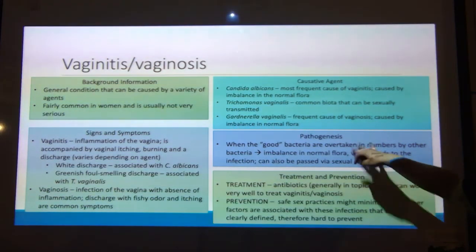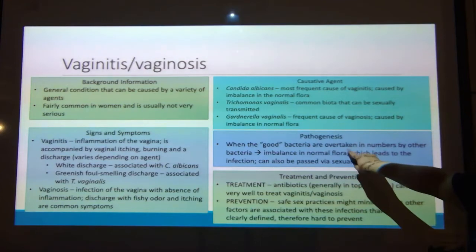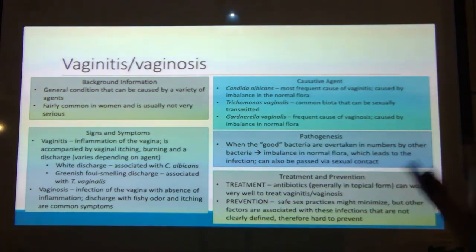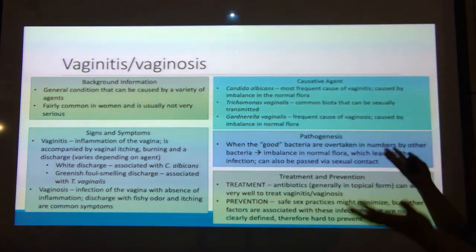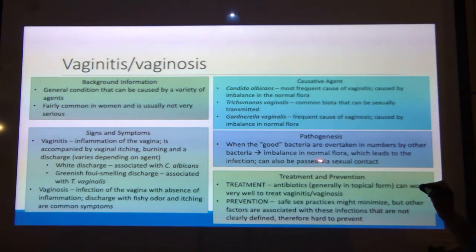So pathogenesis. We have good bacteria in that area that kind of keep things in balance. But when it's overtaken in number by other bacteria and that balance is interrupted, it can lead to an infection. It can also be passed via sexual contact. So how do we treat it? Well, you can treat it with antibiotics. Generally, we're talking about topical antibiotics. It can work very well to treat vaginitis and vaginosis.